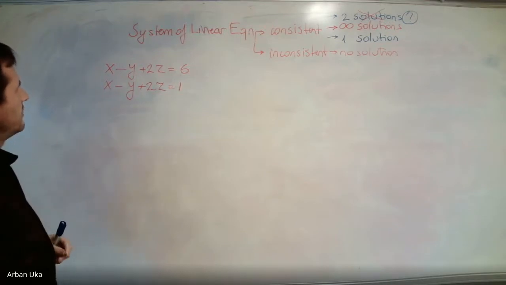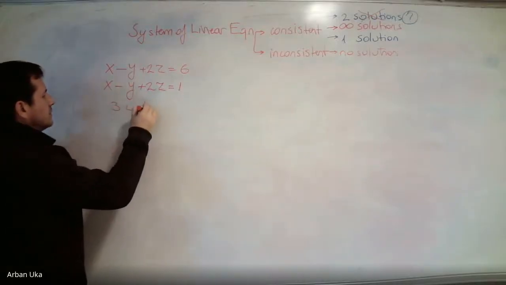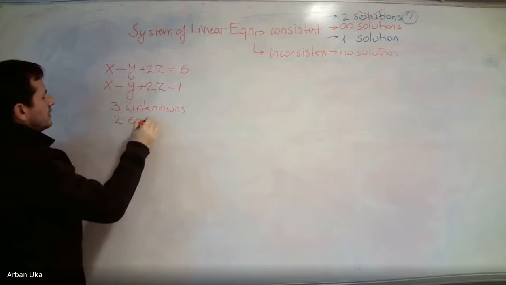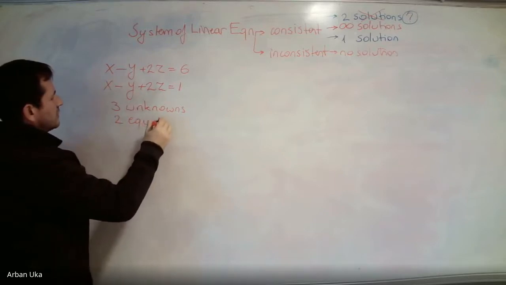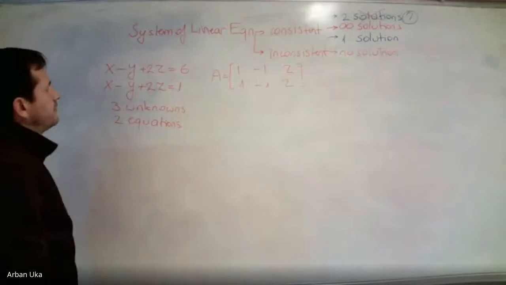How many unknowns do we have here? 3. How many equations? 2. 2 equations. Okay. How many solutions can we have? There can be an infinite number of solutions. Why? Because we don't have 3 unique or linearly independent equations. So let's say z can take up any value to satisfy x and y. Okay, that's true.